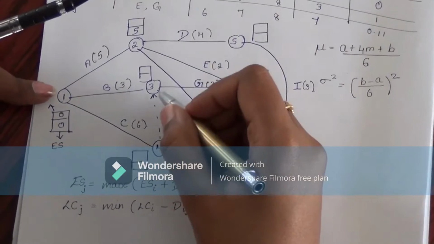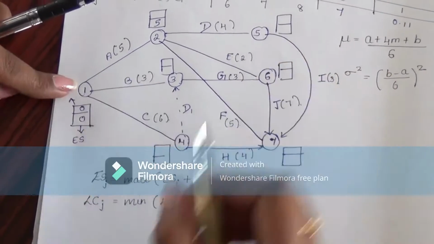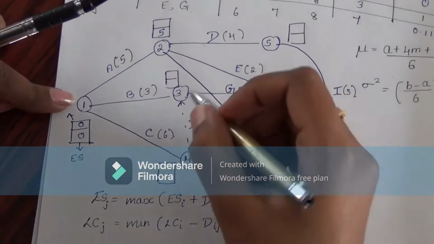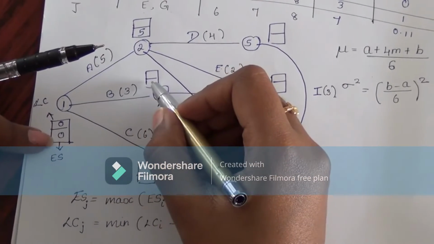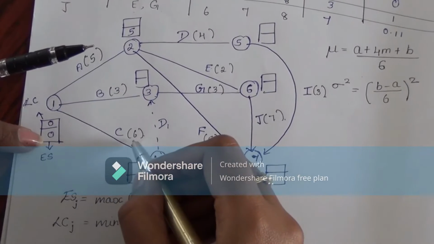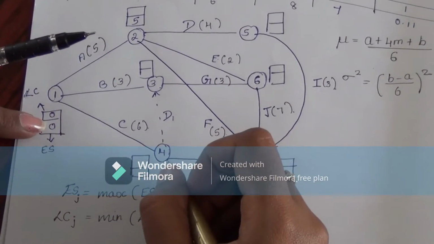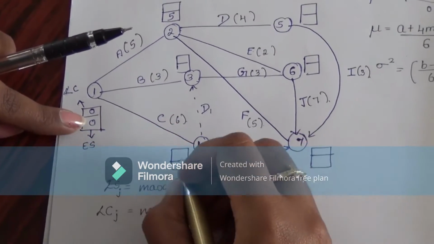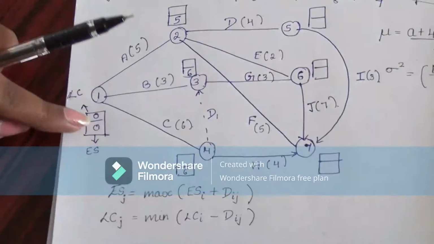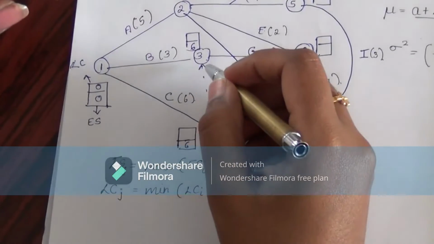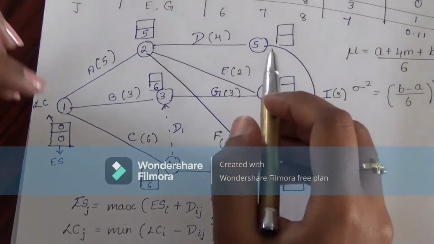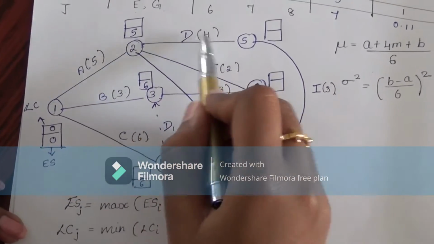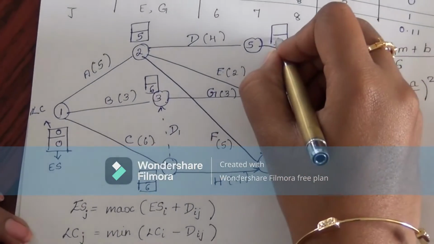Since here we have B and C represented as one activity, we should take the maximum of those two. For B it will be 3 plus 0, 3. But for C it is 6 plus 0, 6. Since 6 is greater than 3, I am representing both earliest start times as 6, since it is connected by a dummy variable D1. Now going with D, it's 4 plus 5, it is 9.